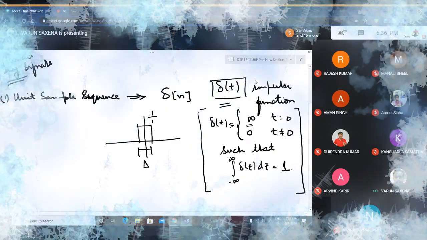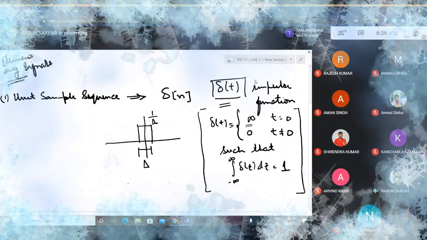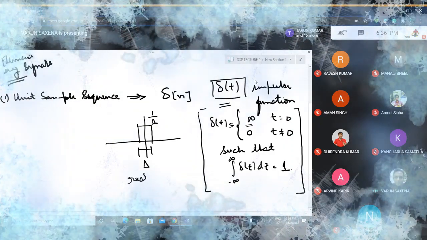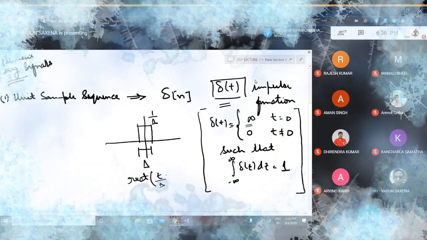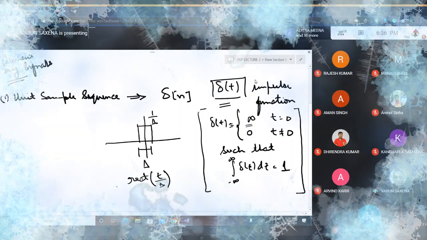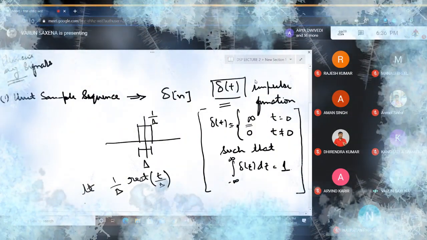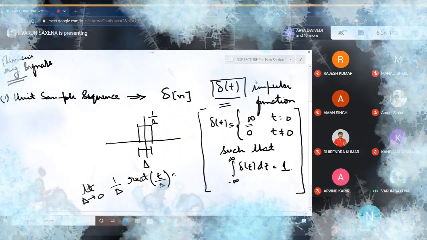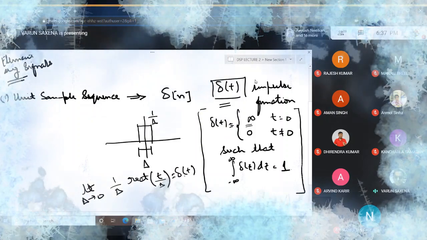So this is basically a rectangular function. Let me call it rectangular E by delta. This is a definition that you people have some idea of, and the amplitude is 1 upon delta. So if you take the limit of delta tending to 0, then this function is delta. This is what delta is. Obviously it's a complicated function, as you can see.